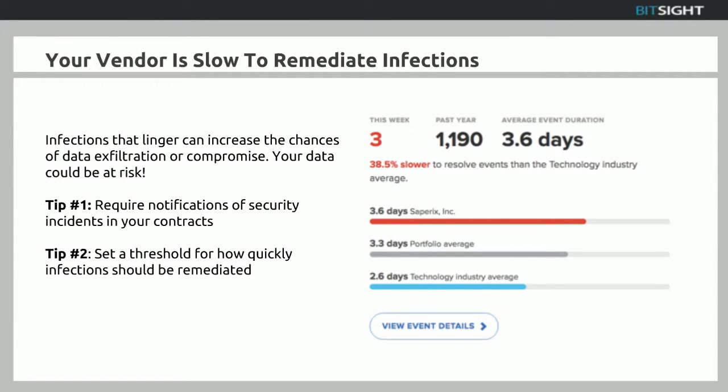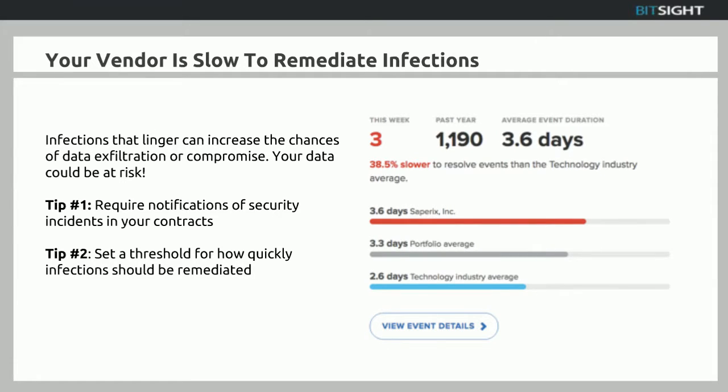So going to the third scenario now, your vendor could be slow to remediate infections. And as I said before, we know that things do happen on people's networks, whether it's a new vulnerability popping up or whether it's an existing vulnerability and a new instance of that showing up in someone's network. Things do happen. That's just the nature of security. There's no way in which you can prevent things from happening 100% of the time.